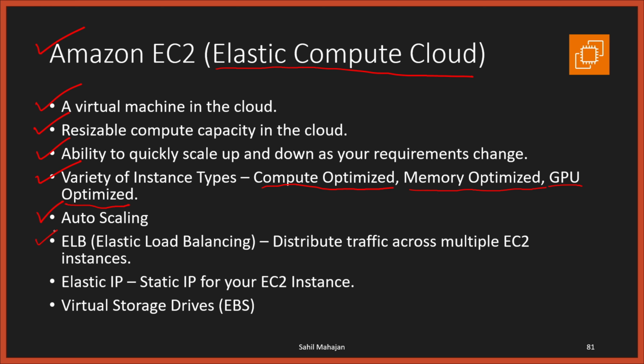Then we have a concept that is called ELB, which stands for Elastic Load Balancing. So you may have a use case wherein you are deploying a web server to your EC2 instances. Now maybe you deployed 10 EC2 instances, correct? And you want the traffic to be distributed across those 10 EC2 instances. So you would install a load balancer on top of your EC2 instances so that you are able to distribute the traffic across those multiple instances.